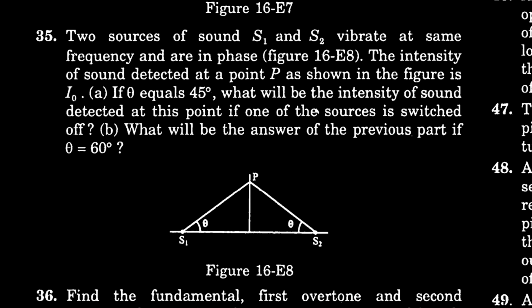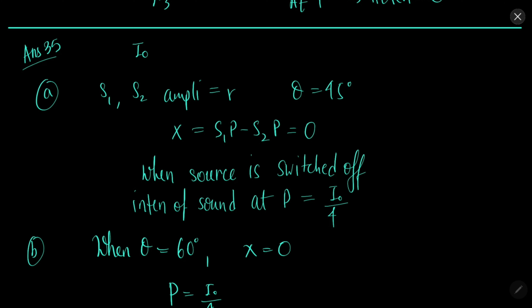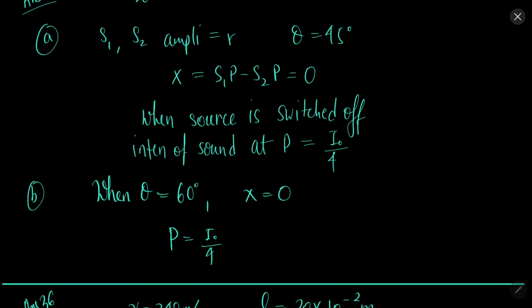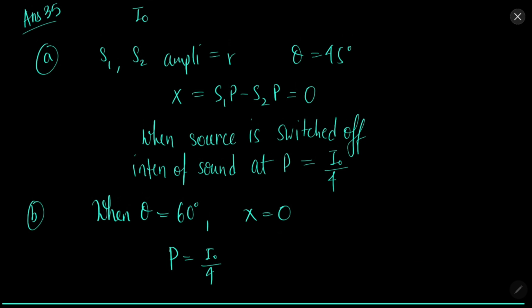In question 35, we have two sources of sound, S1 and S2. If theta equals 45 degree, what will be the intensity of sound, and what will be the answer of the previous part if theta is 60 degree? So in the first part we have been given that theta is 45 degree, path difference is 0 because S1P and S2P are equal, so ultimately intensity will be I0 by 4. And in the second part, when theta is 60 degree, path difference is again 0, so intensity will be I0 by 4.